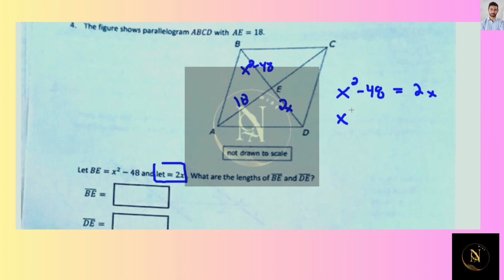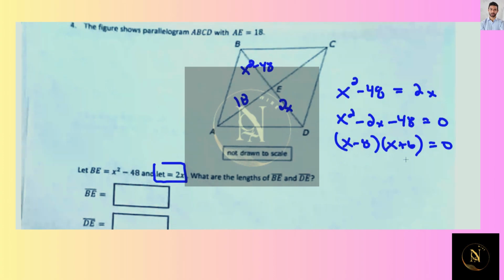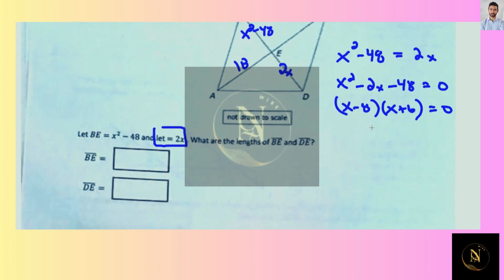This is a quadratic, so we could subtract 2x from both sides to set it equal to 0, and then this could be factored. What multiplies to negative 48 and adds to negative 2? That would be x minus 8 and x plus 6. Negative 8 times 6 is negative 48, and negative 8 plus 6 is negative 2, which would mean that x minus 8 equals 0 or x plus 6 equals 0, meaning x is 8 or x is negative 6.